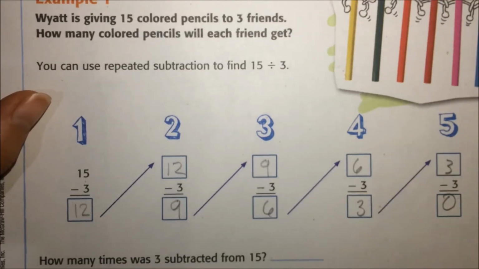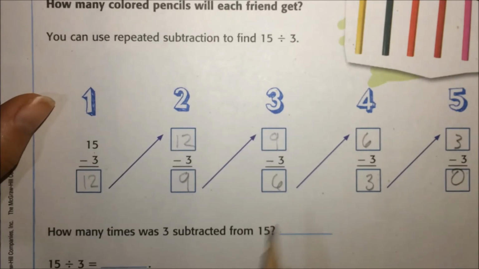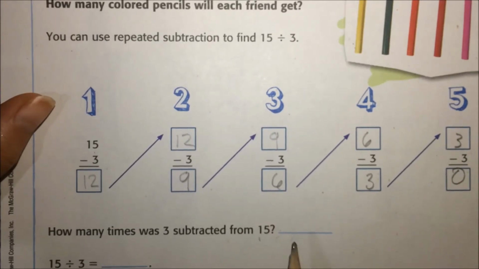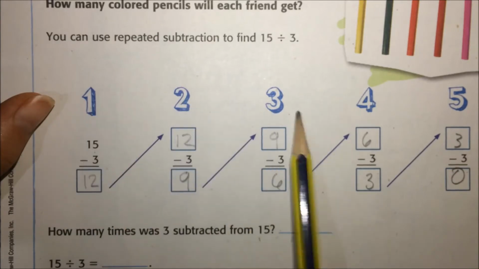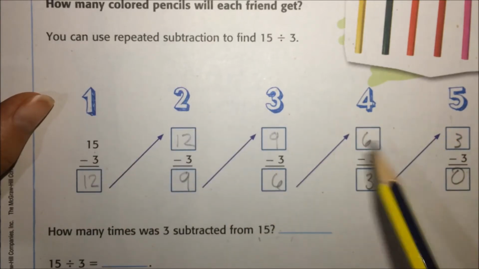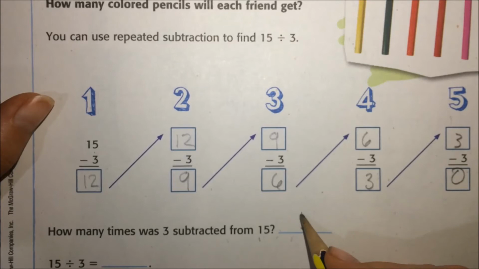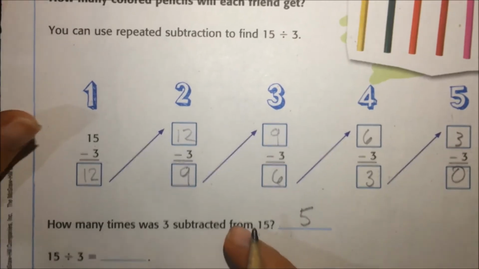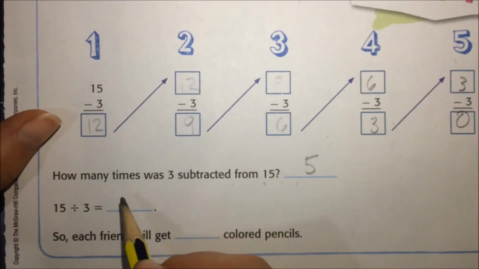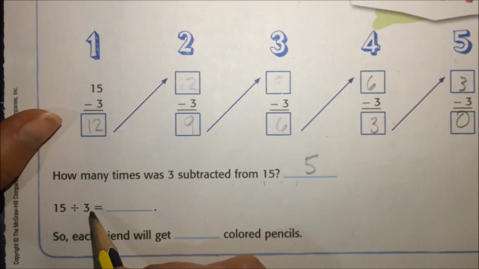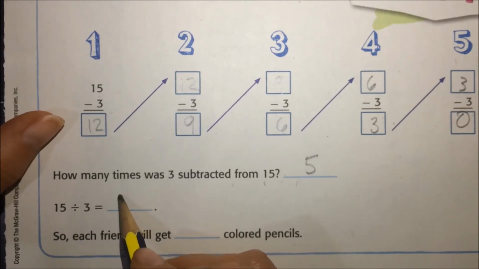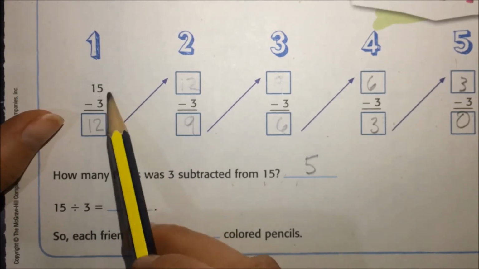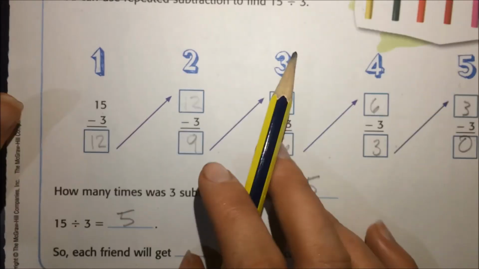So you go all the way down to 0 and then say how many times was 3 subtracted from 15? How many times did it take you to get to that point? It took 1, 2, 3, 4, 5 subtractions. So then the answer would be 5. So 15 divided by 3, how many subtractions did you need? 5. So it's saying you're making groups, right?